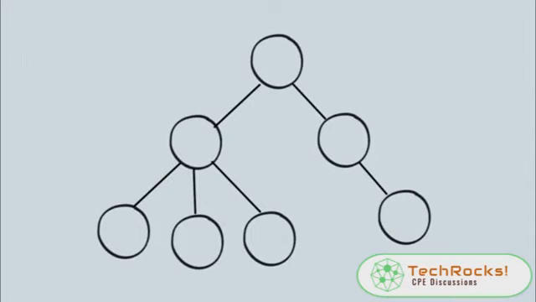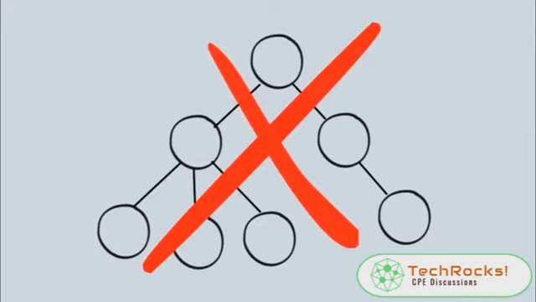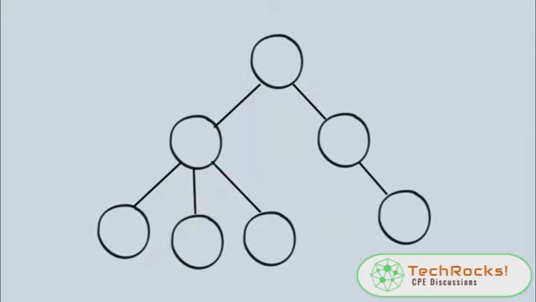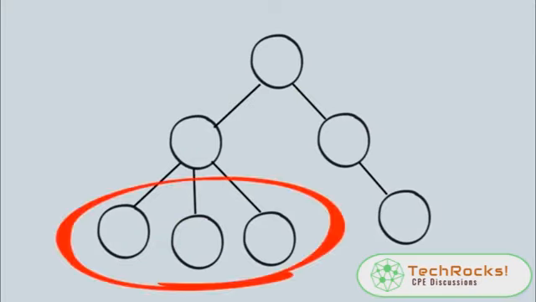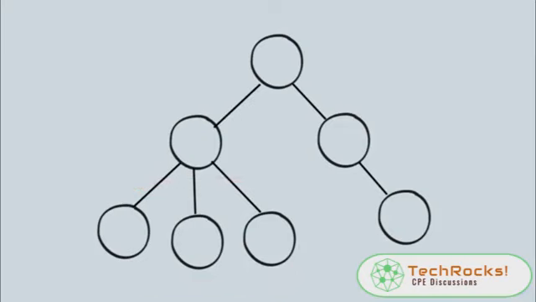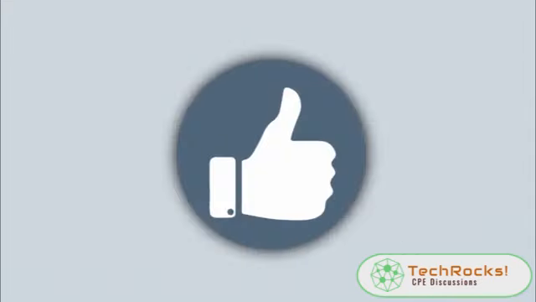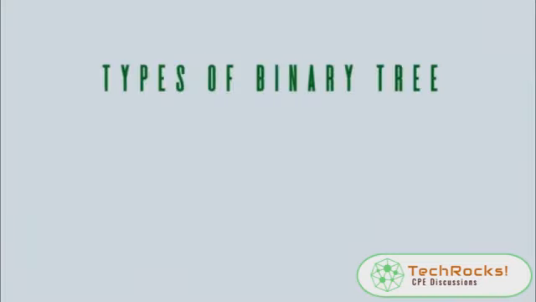Well, the answer is no. This is not a binary tree. As mentioned before, a binary tree can only have two nodes or subtrees at most, and this has three subtrees in their parent. This can be acceptable by the program. It is called a trinary tree, but in this video, we will focus more on binary trees. Now you know what a binary tree algorithm looks like. Let's now proceed to the types of a binary tree.